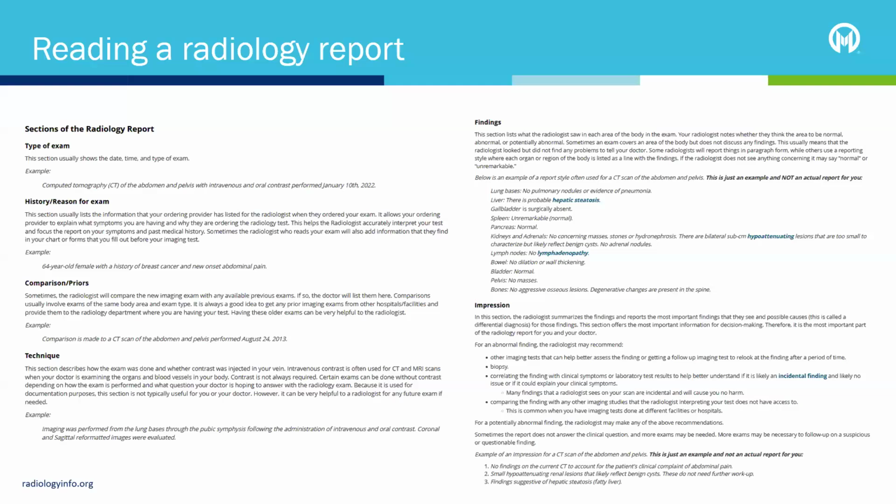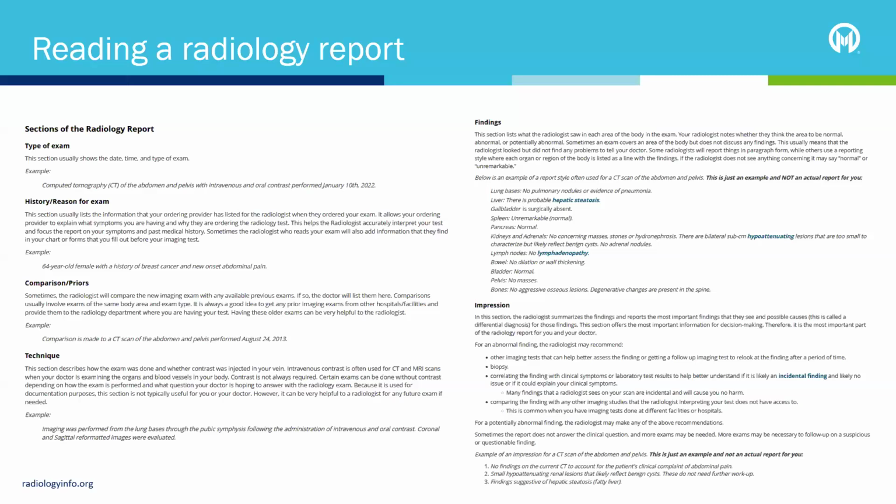And nowadays, pretty much everybody breaks it up into a list format like this. And they describe the different structures they see and if there's anything present and if there's anything unique about them. And you can see here, gallbladder surgically absent, spleen unremarkable or normal, liver, probable hepatic steatosis, which means fatty infiltration of liver. So the findings are basically what you're seeing.